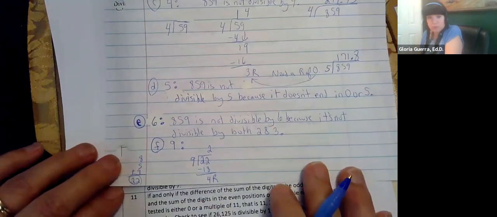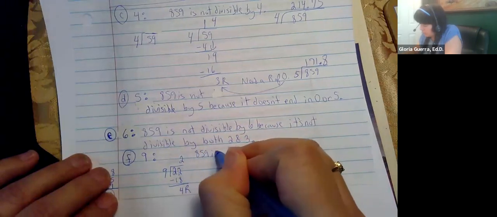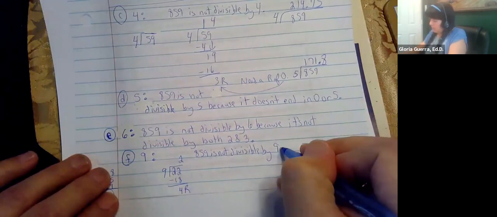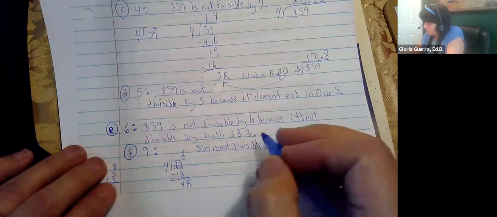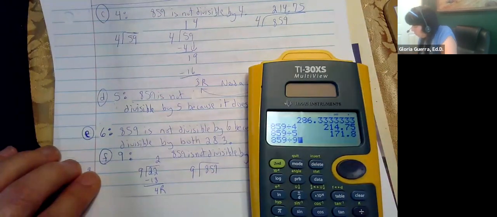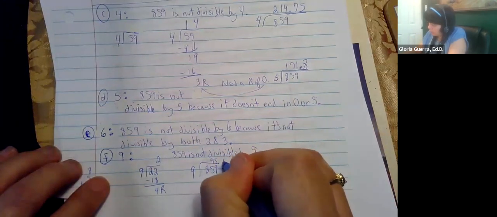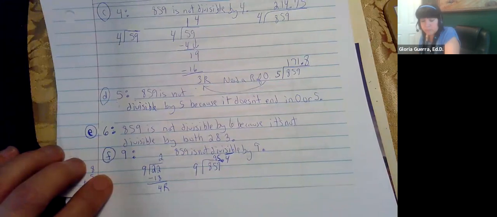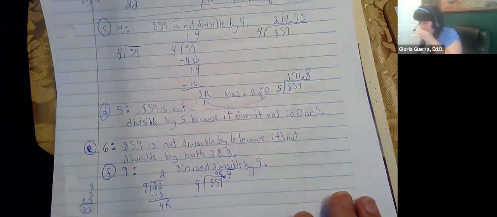And so that's not good, right? Because you want a remainder of 0 for it to be divisible. So you want to say something like 859 is not divisible by 9. And then again, you want to show the calculator. 95.4 repeating. And then there's one more.